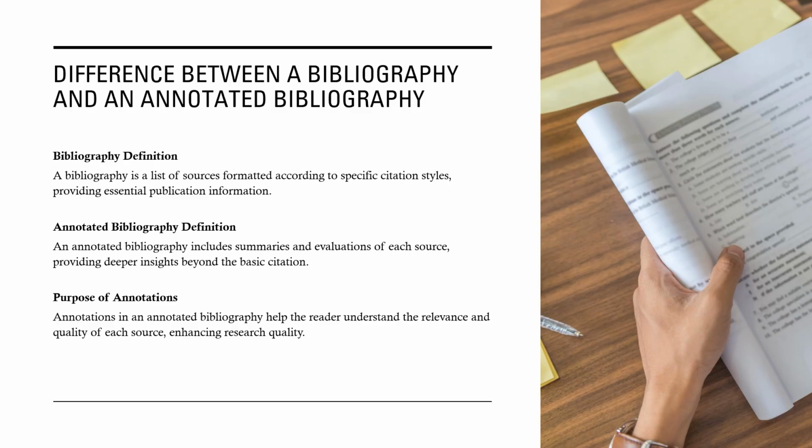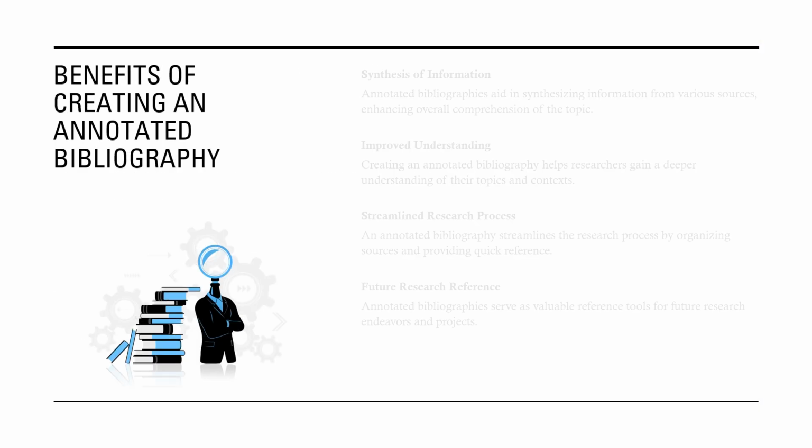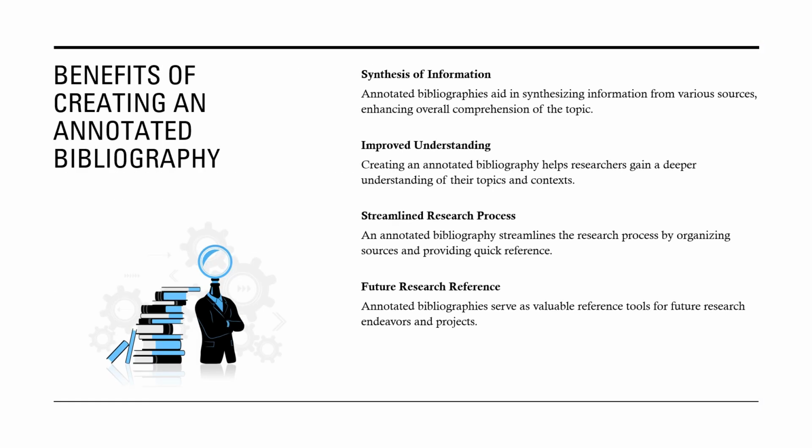While a bibliography lists sources in a specific format, an annotated bibliography provides additional information through annotations. This includes summaries, evaluations, and reflections on each source. Creating an annotated bibliography helps researchers synthesize information, improve their understanding of a topic, and streamline the research process. It also serves as a helpful reference tool for future research.